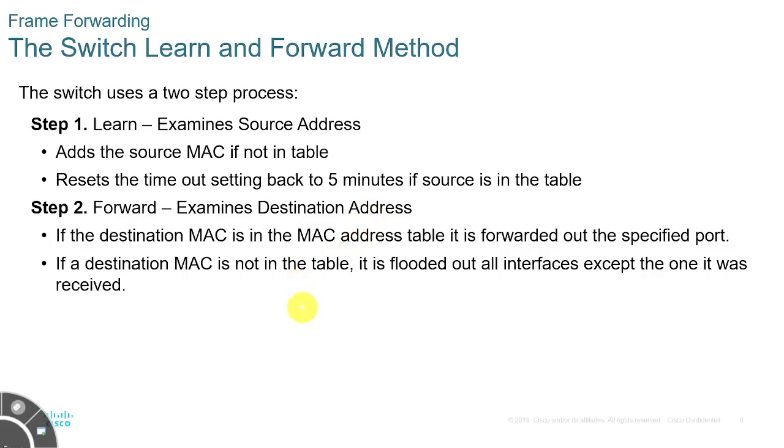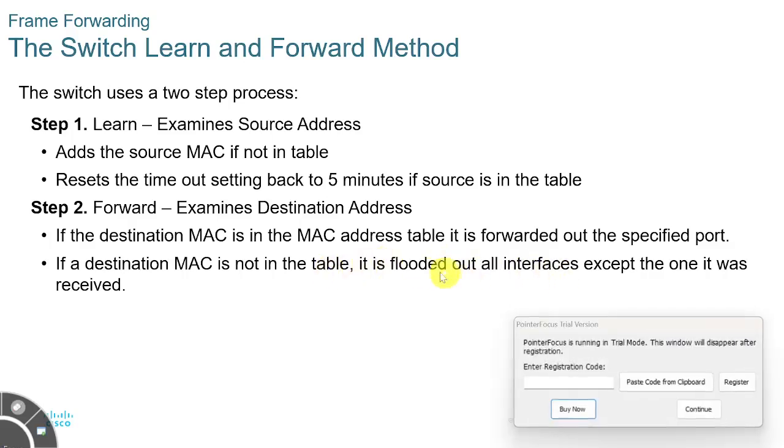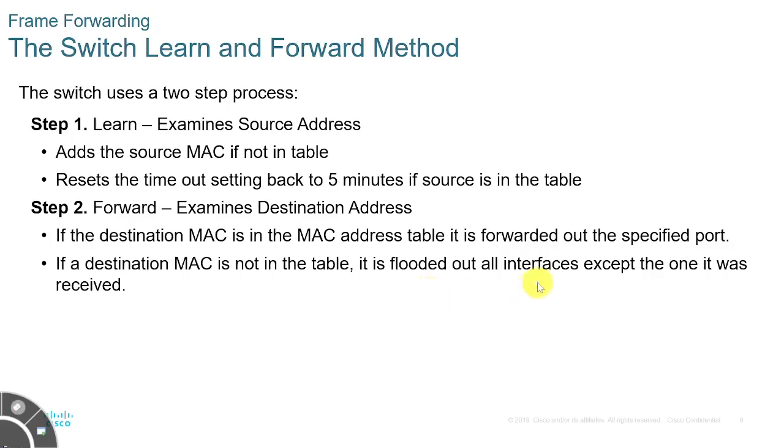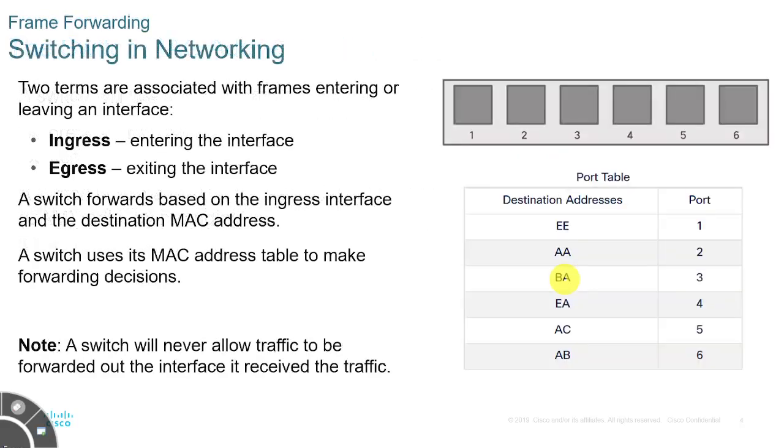However, if the destination address is not in the table, destination, not source, what should it do? Basically, the switch will flood all the frames of this specified frame. It's like a broadcast to all the interfaces. It transmits these frames on all interfaces of the switch except the one that it received this frame from.